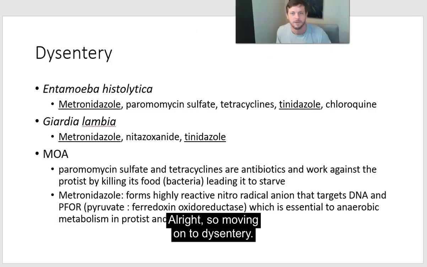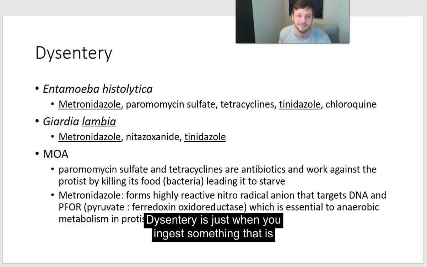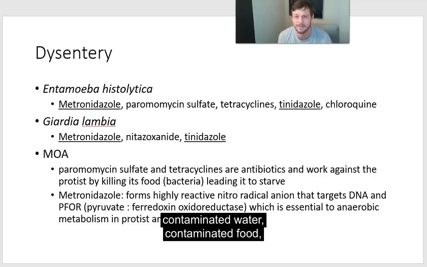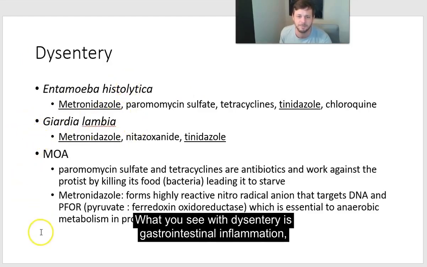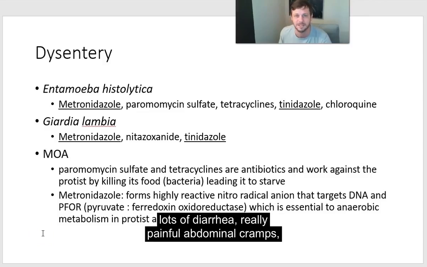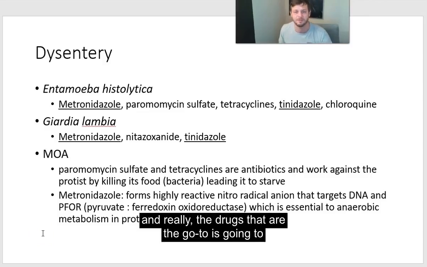All right. So moving on to dysentery. Dysentery is just when you ingest something that is contaminated, water or food, with protozoans, either Entamoeba histolytica or Giardia lamblia. What you see with dysentery is gastrointestinal inflammation, lots of diarrhea, really painful abdominal cramps.